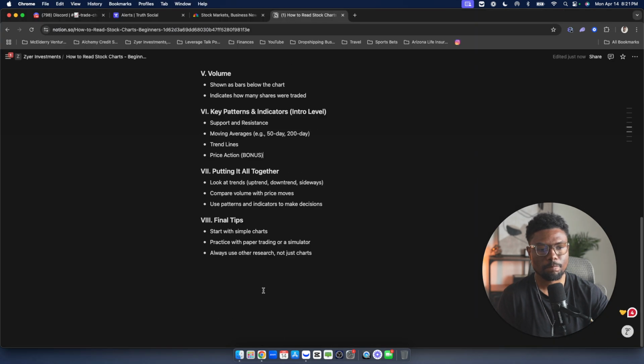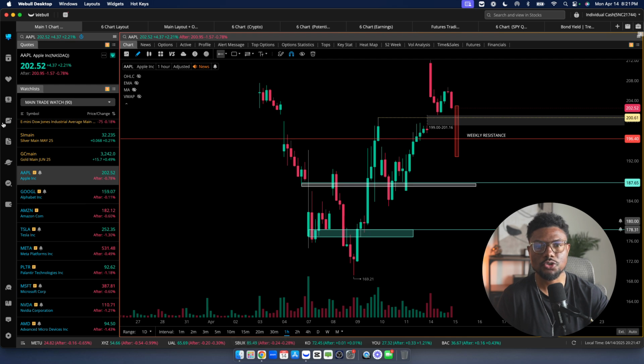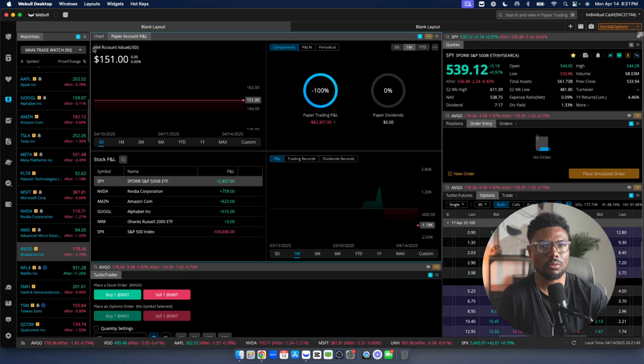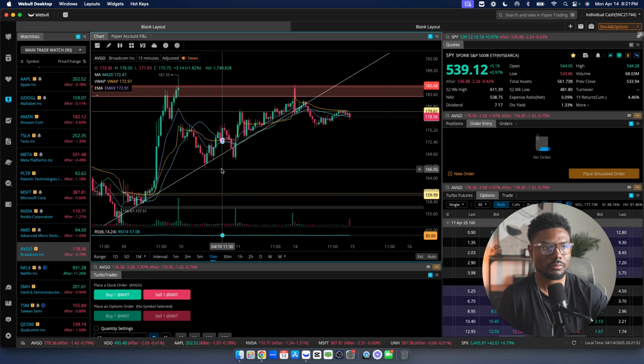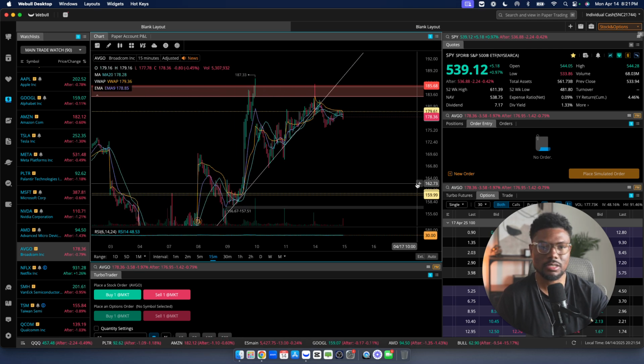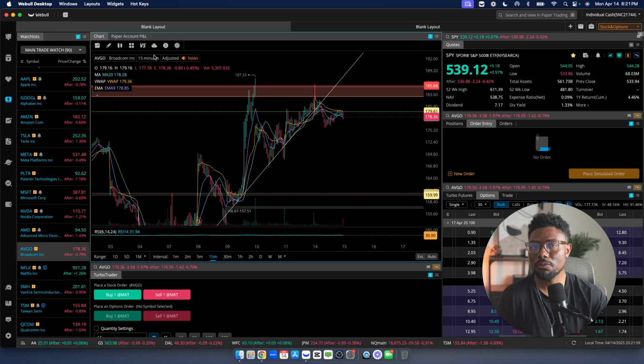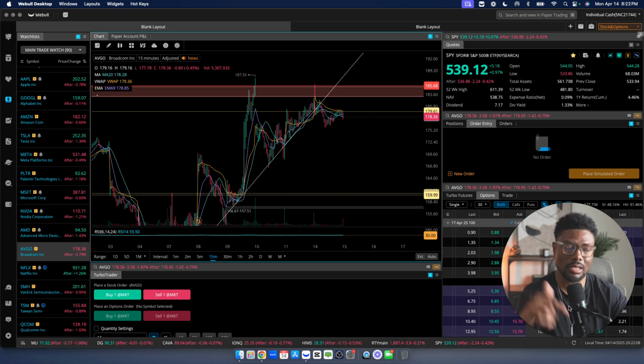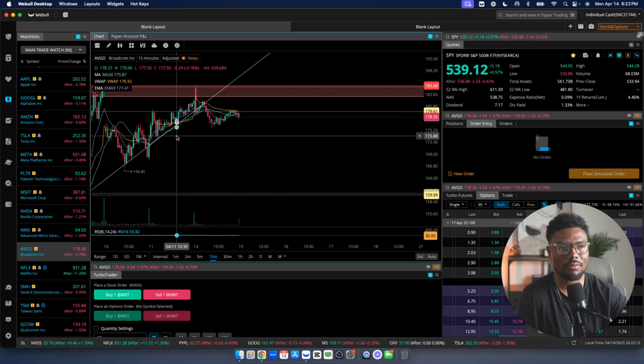All right. Always use other research, not just charts. Practice with paper trading or a simulator. So yes, there is paper trading with Webull, more specifically. You can see there, paper trading. I can actually take some trades, not real money, just paper trading, and go through from there and just play around. There's no paper trading right now with Robinhood at the time of this recording, so you might have to jump onto Webull, which I have a link down below as well. But yeah, practice around, play around on the Robinhood Legend platform, charting it out.